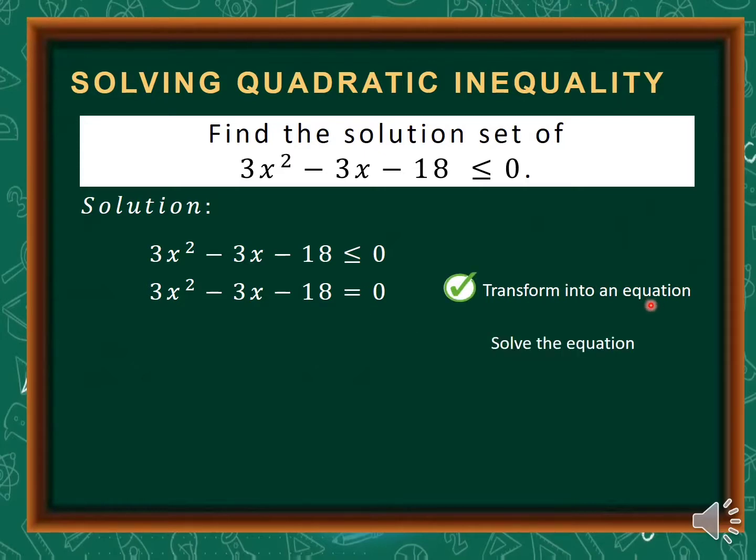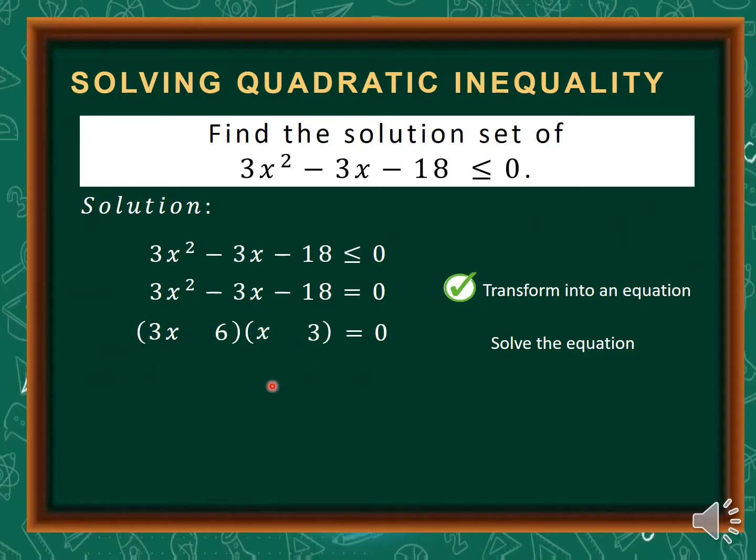For the second step, we will solve the equation. We will solve it applying what we have learned in solving quadratic equations, since ang given na natin ay quadratic equation na. Here I will use factoring. Let us find the factors of 3x squared. So, we have 3x and x. The factors of negative 18 that will result to negative 3x would be 6 times 3. Since this is negative, ang isa ay negative at ang isa ay positive.